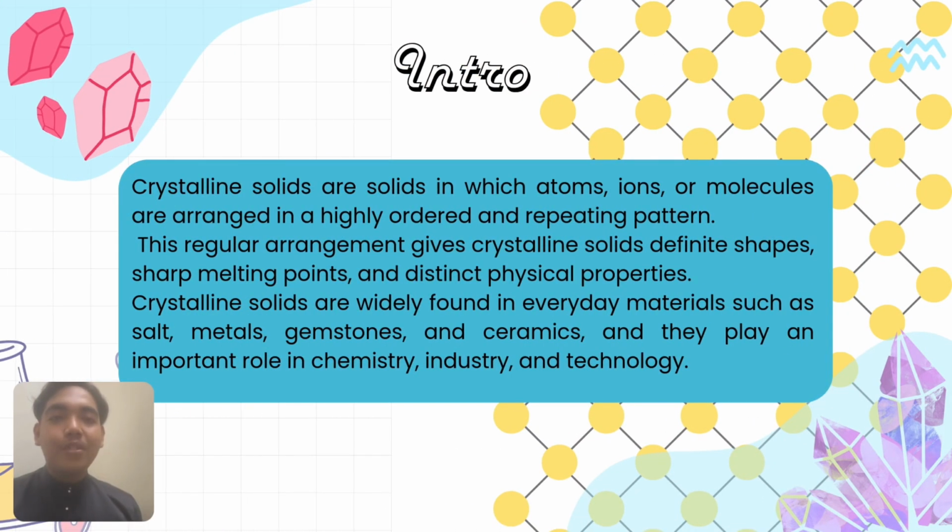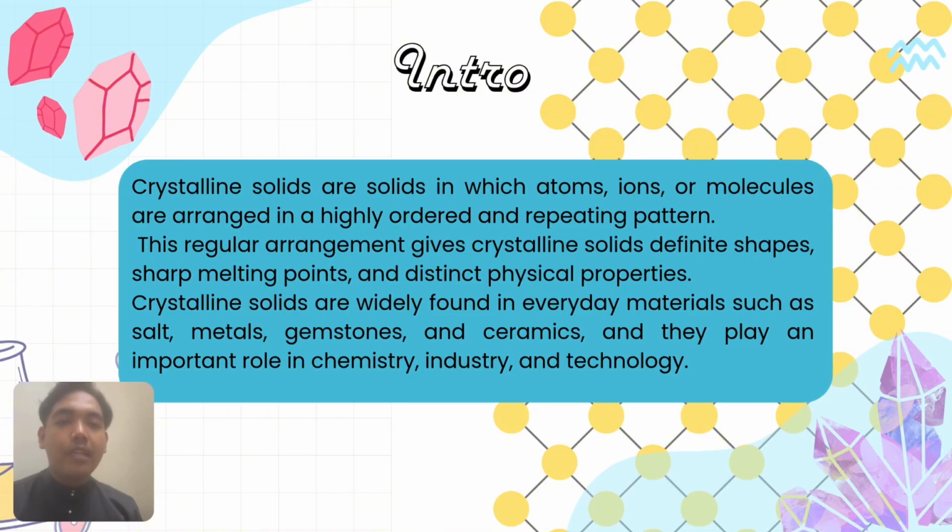Introduction. Crystalline solids are solids in which atoms, ions, or molecules are arranged in a highly ordered and repeating pattern. This regular arrangement extends throughout the entire solid, forming what we call a crystal lattice. Because of this orderly structure, crystalline solids usually have a definite shape, sharp melting point, and consistent physical properties.